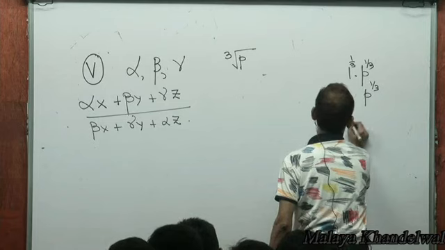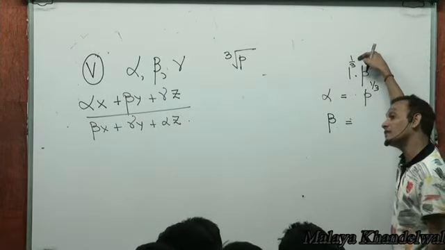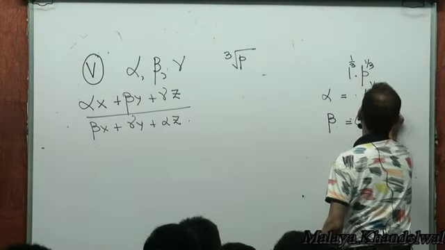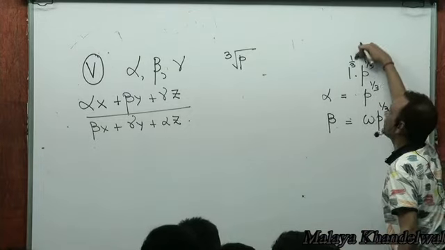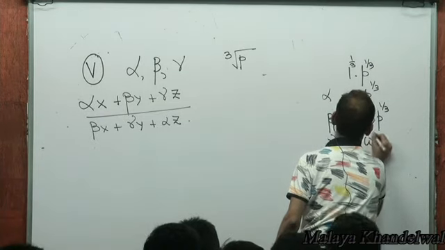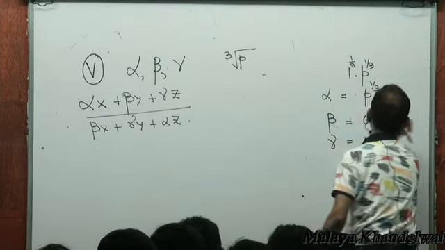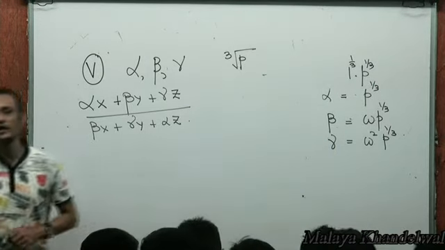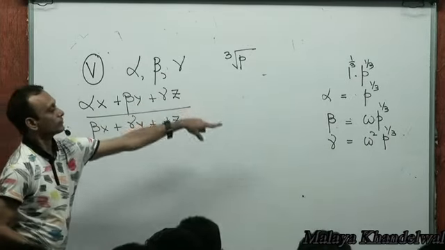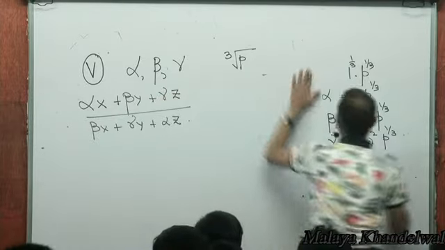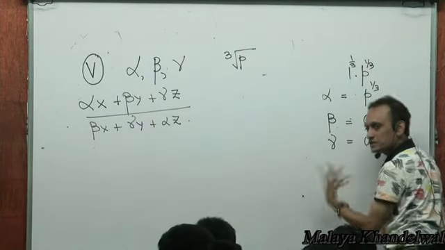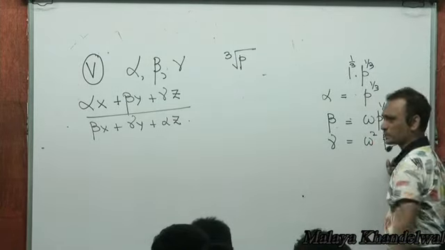The other cube root is going to be, if I take 1 to power 1/3 as omega, omega into P to power 1/3. If I take 1 to power 1/3 as omega squared, then the third cube root is going to be omega squared P to power 1/3. These are the 3 cube roots. Right? Now I plug in alpha, beta, gamma given by that, and it could be yet another permutation of this. This could be alpha, this could be beta, this could be gamma. Isn't it? But let me look at this.